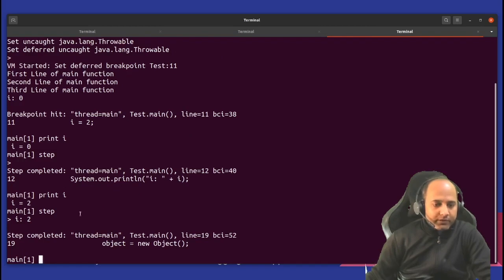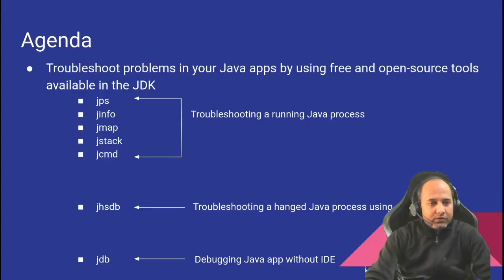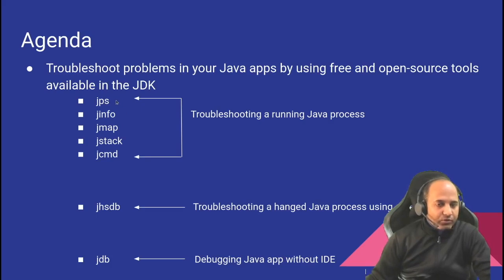Now we completed all the commands. Let's go back to our presentation. So we covered three types of commands. First category is troubleshooting a running Java process. Second category is troubleshooting a hung Java process using jhsdb. And third is a command line debugger when you do not have access to an IDE. So basically what we are trying to establish here is a process: how do you troubleshoot any Java application if you have any problem in your Java application? Just to recap, how do you do this?